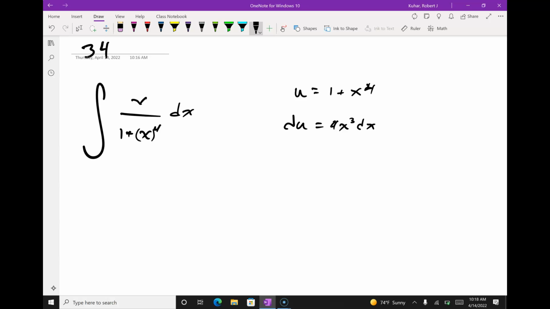Yes. du is 4x cubed. In order for me to get a 4x cubed out of this, I need to multiply by 4x squared and cancel it with a 1 over 4x squared. But I'm not allowed to move an x in and out of an integration. I can move constants in and out. I can move the coefficients in and out, right? I cannot move variables out.